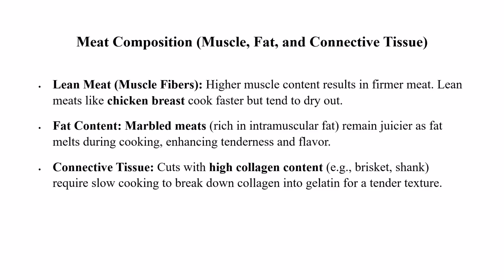Meat composition. Let's start with the meat composition. The balance of muscle, fat, and connective tissue is vital. Lean meat like chicken breast cooks quickly but can become dry if overcooked. On the other hand, marbled meats retain moisture and flavor due to the fat content. Connective tissue such as collagen requires slow cooking to break down into gelatin, making the meat tender.